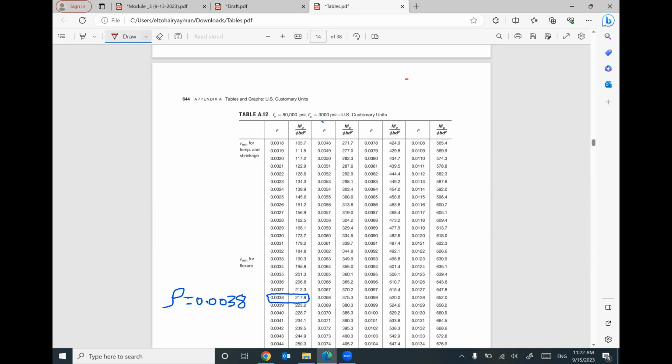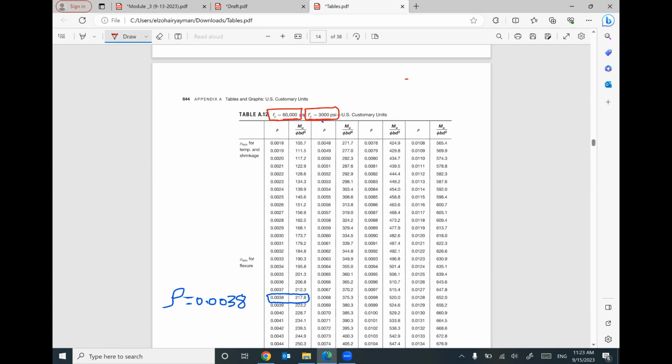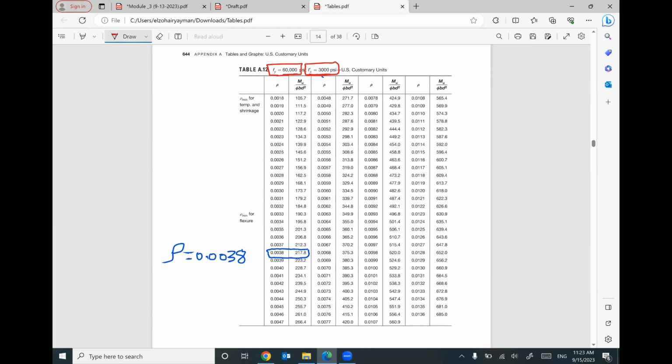With F yield equal 60,000 and F prime C equal 3,000, I think our problem is going to use this table, 3,000 and 60,000. Does that make sense? So table A12. I will not say a specific table number, but based on the value of F yield and F prime C. Keep in your mind the value of M ultimate divided by phi BD square, 215.9. So I will look for 215.9.